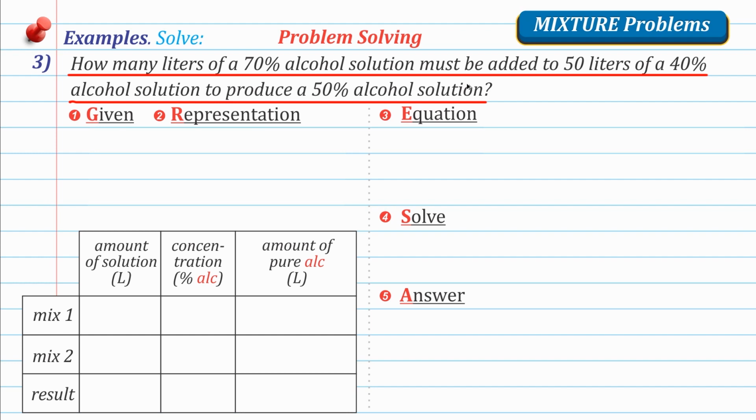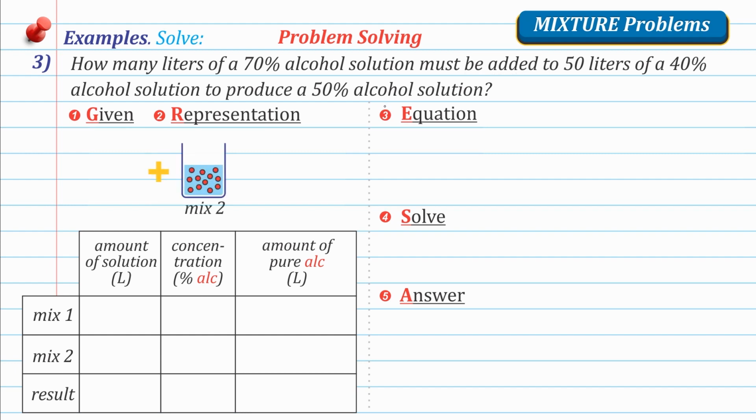Meanwhile, let's visualize the problem. How many liters of a 70% alcohol solution? So, we have mix 2, which we need to add. Let's put mix 2 here. Added to an original mix, which is 50 liters of a 40% alcohol solution. It's here. Now, to produce, therefore, the result is a 50% alcohol solution, as we can see here.